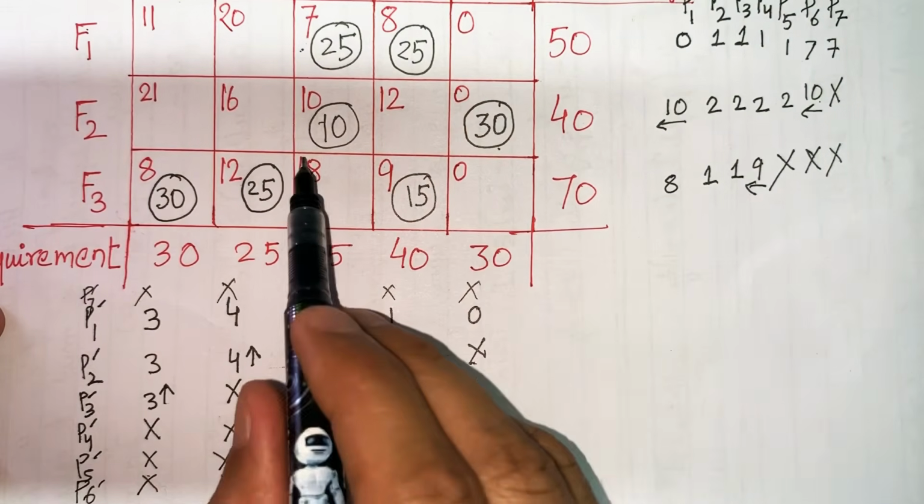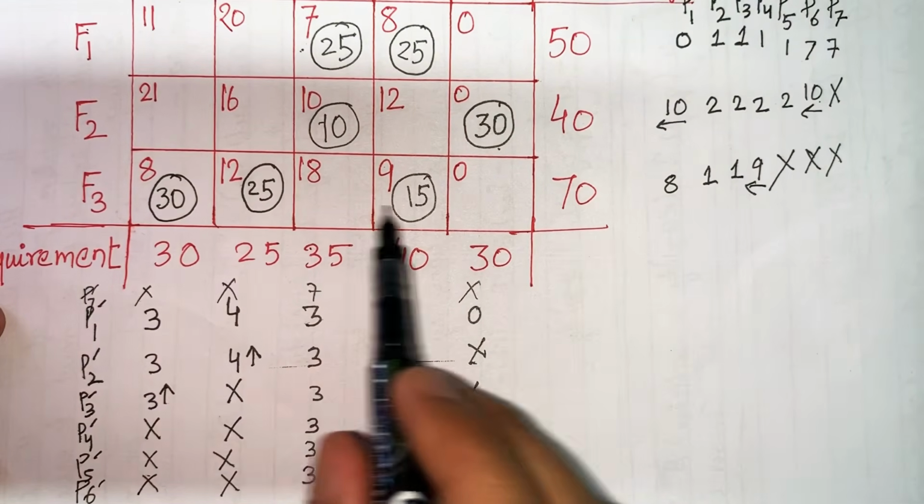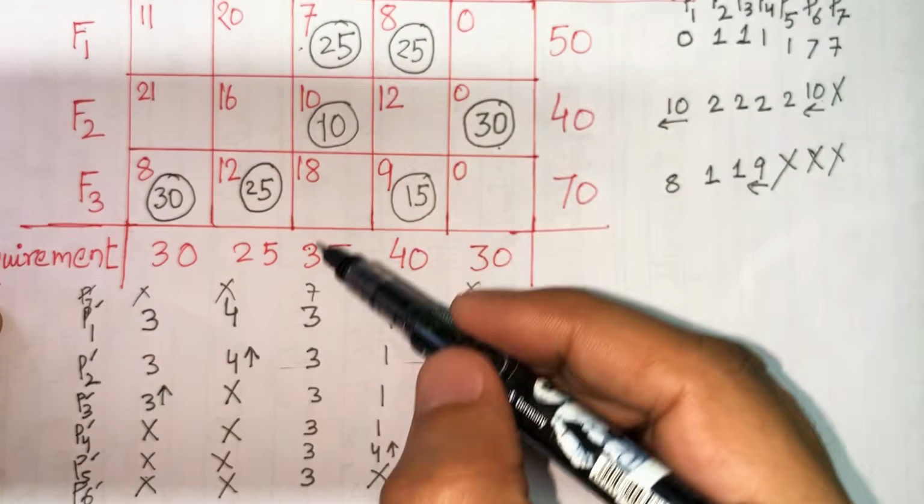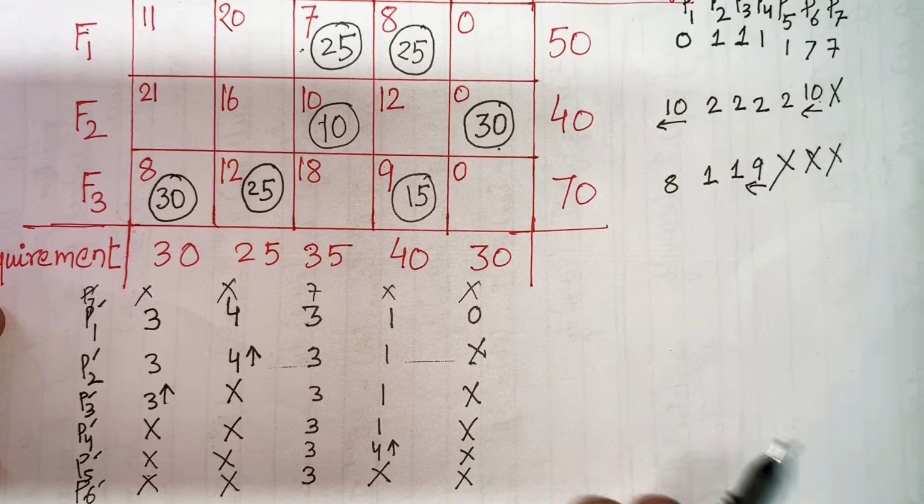25, 25, 50, 10, 30, 40. 30, 25, 15 is 70, 30, 25, 15, 40, 25, 10, 35, 25, 30. All units have been shipped.